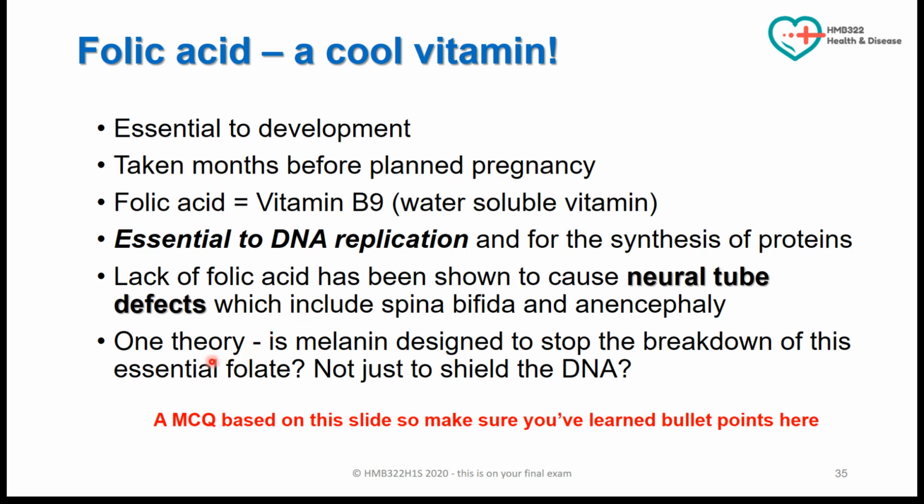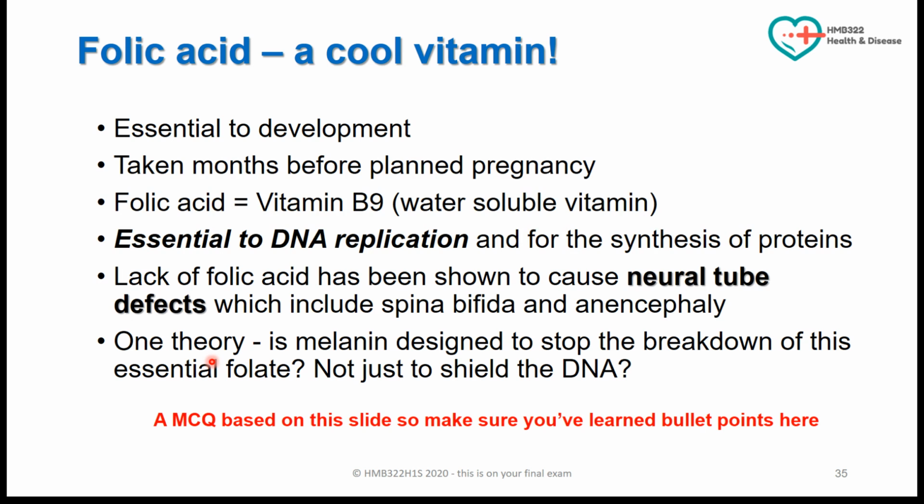And one theory behind all of this is that maybe one of the reasons why we have things like melanin is not just to help shade the DNA, but it's also to help make sure that any vitamin B9 that we have is protected, and to stop the breakdown of any folate, because it's so crucial for normal DNA replication and synthesis of proteins.